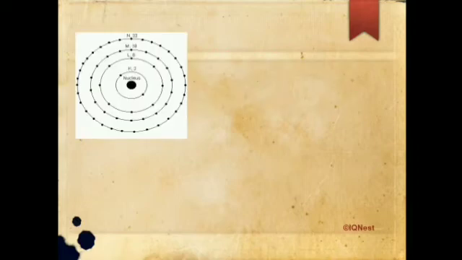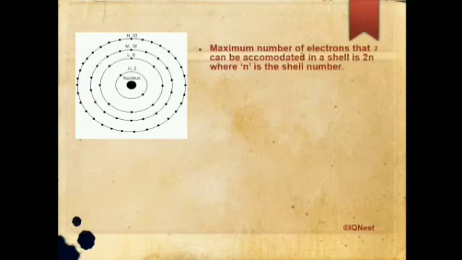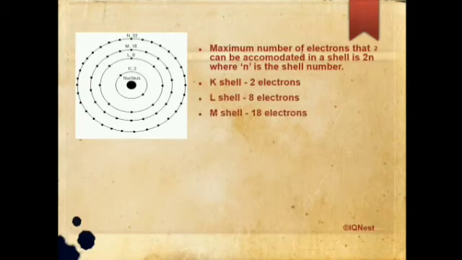Now we will be seeing an atom model. You can see the atom model with the nucleus at the center and different orbits around the nucleus, and you can see the electrons revolving in the orbits around the nucleus. So the maximum number of electrons that can be accommodated in a shell is 2n square, where n is the shell number. So you can see the different shells K, L, M, N. The K shell consists of 2 electrons, L shell consists of 8 electrons, M shell consists of 18 electrons and the N shell consists of 32 electrons.